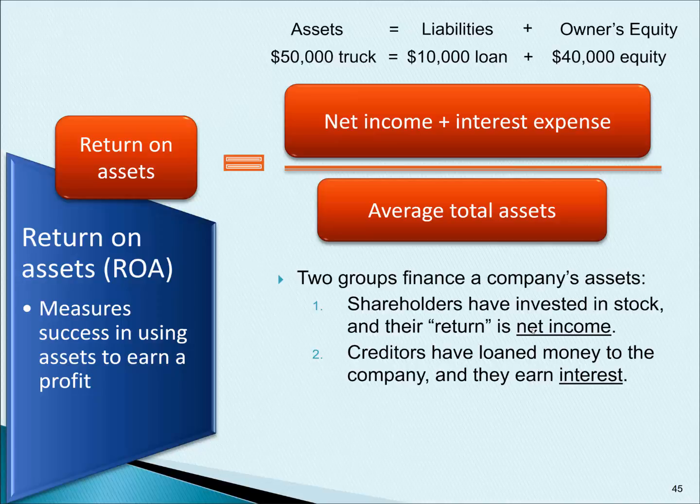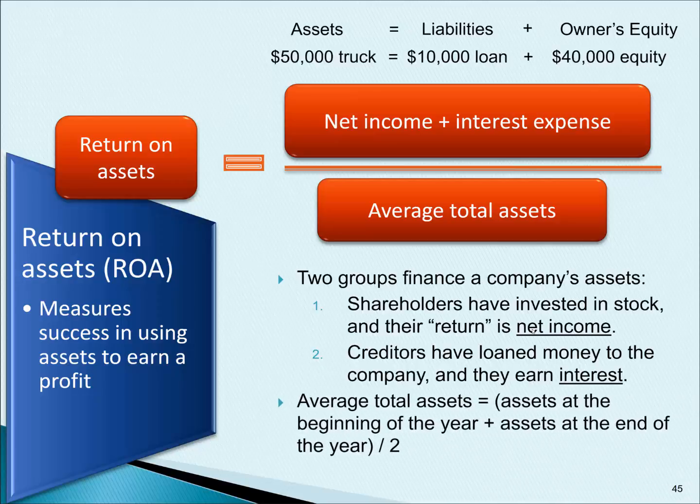Now remember, to calculate average total assets, it's the assets at the beginning of the year, which is also the same as the assets at the end of the previous year, plus the assets at the end of this year, divided by 2. This is also known as the rate of return on total assets, but no one calls it that. Everyone calls it return on assets, or ROA.